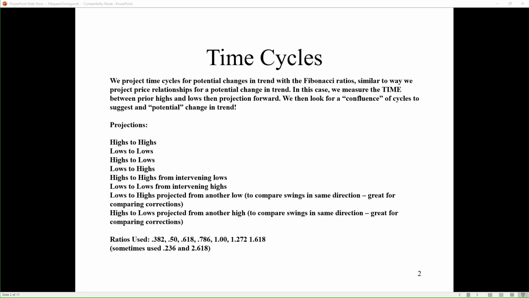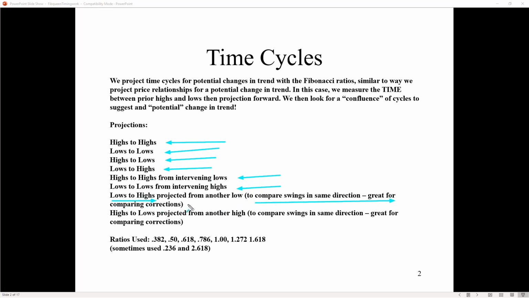As far as running the time cycles, what I like to do is measure the prior highs to highs and project forward in time, lows to lows, highs to lows, lows to highs from intervening lows, and lows to lows from intervening highs. Then you can also do time symmetry, where you compare the time of swings in the same direction. For example, a low to a high projected from another low, or a high to low projected from another high. There's a really good example that I had recently, I think it was in a daily chart.